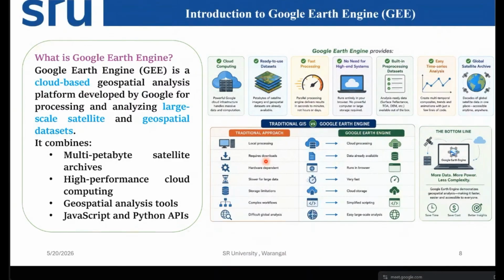Google Earth Engine is a cloud-based geospatial analysis platform developed by Google for processing and analyzing large-scale satellite and geospatial datasets. It combines multi-petabyte satellite archives, high-performance cloud computing, and geospatial analysis tools. Normally we use JavaScript or Python APIs, but for Google Earth Engine I am using JavaScript. It's very basic, and you don't need to think much about the JavaScript. It's very easy, ready to use, with fast processing.